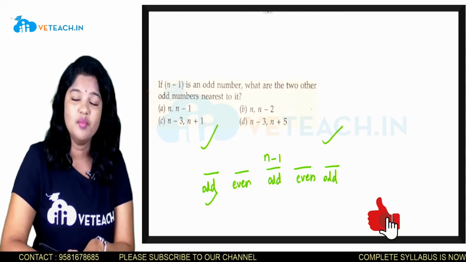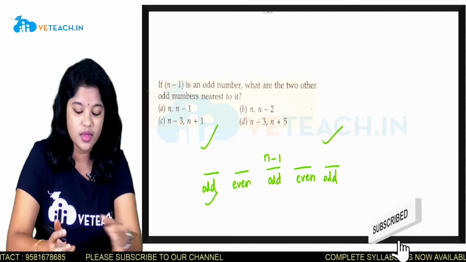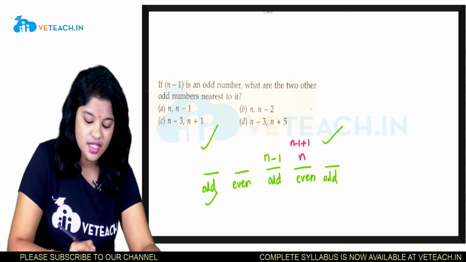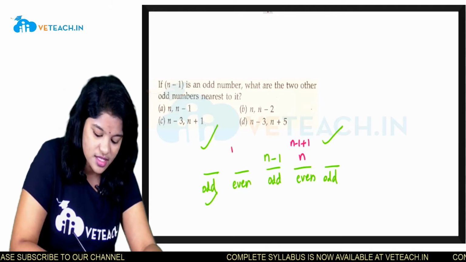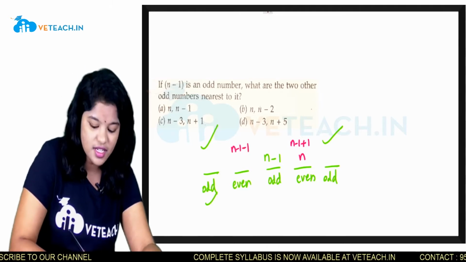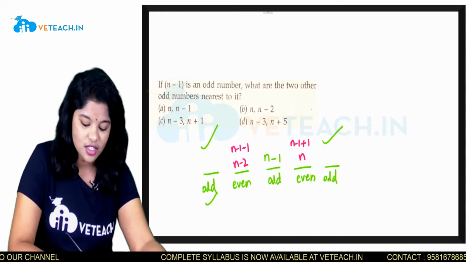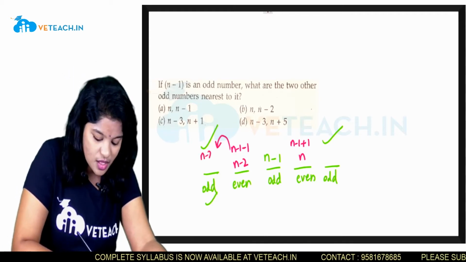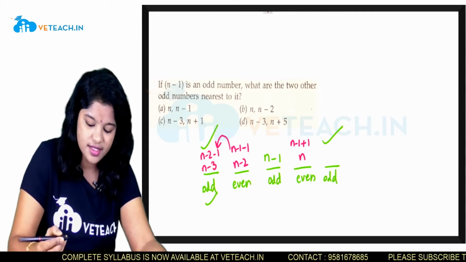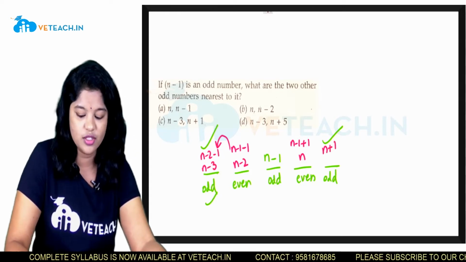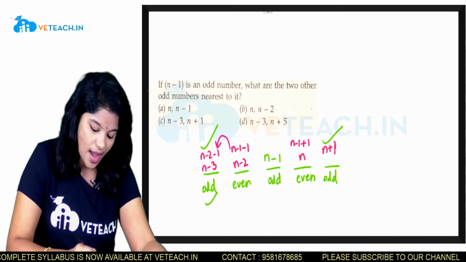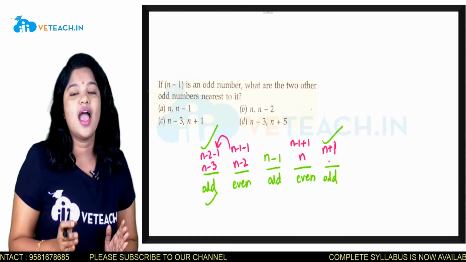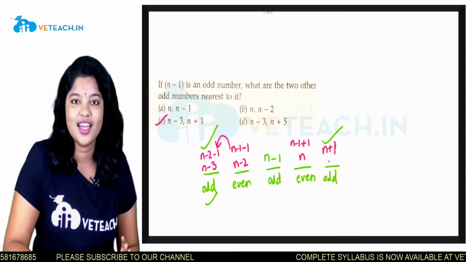Now n minus 1, the next number after n minus 1, that is n minus 1 plus 1, is nothing but n. The number before n minus 1, subtract 1, that is n minus 2. Now we have to find one number towards the left side of n minus 2. Again subtract 1 from it, we will get n minus 3. Here again add 1 to it, we will get simply n plus 1. So n plus 1 and n minus 1 are the nearest odd numbers for our given number n minus 1. So option C is our correct answer.